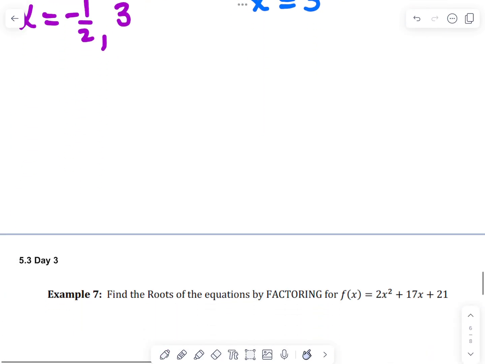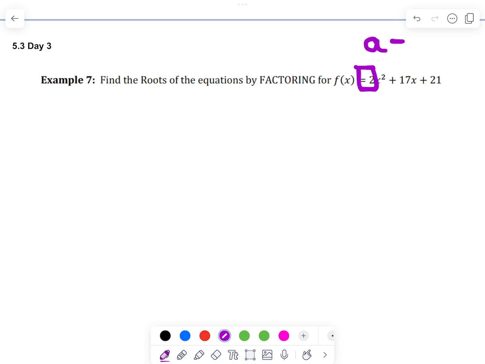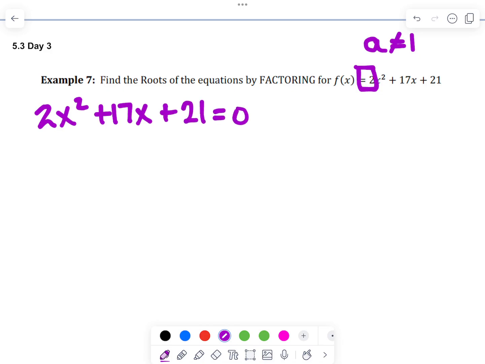Here's our last example. If you feel that you understand the factoring when the a is not 1, so again, this is another one where a doesn't equal 1, it's greater than 1, we have to do the diamond and box. So if you wanted to stop here, you could. So we set up our diamond.